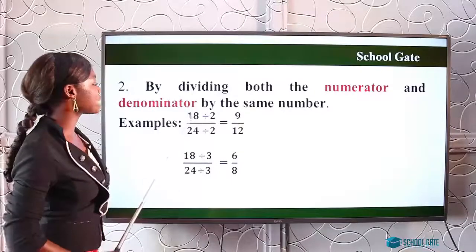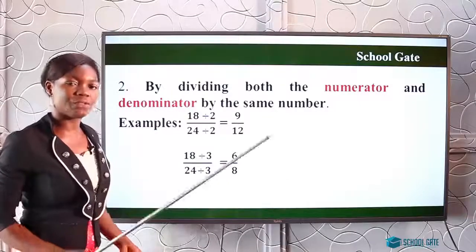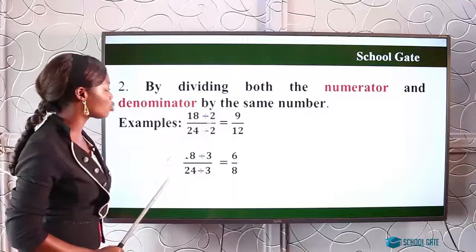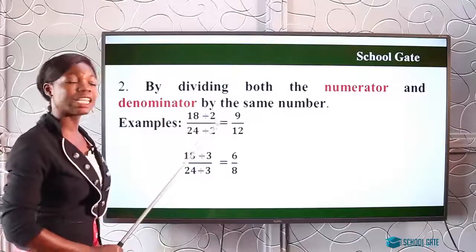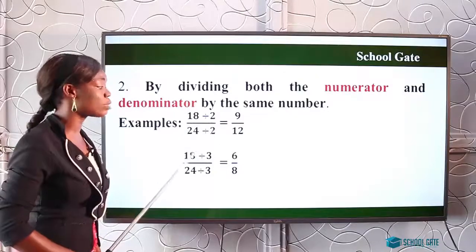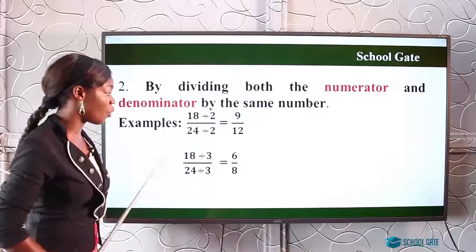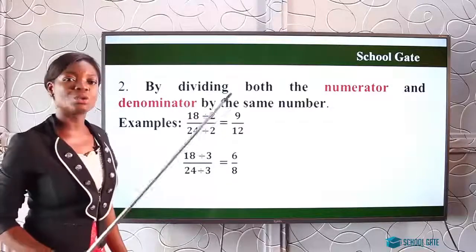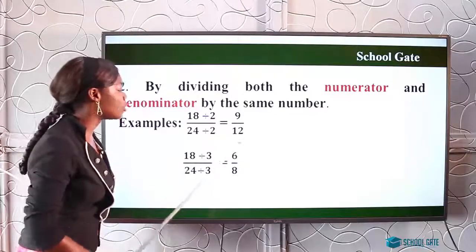For example, if you have 18 over 24 and you want to reduce it to its equivalent fraction, you say, let's take 2 for instance, divided by 2, divided by 2. 18 divided by 2 will give us 9. That means 2 times what will give us 18. And 24 divided by 2 will give us 12. That means 2 times what will give us 24. Or you count 24 and you divide by 2. You'd have 12. That means the equivalent fraction of 18 over 24 can also be 9 over 12.